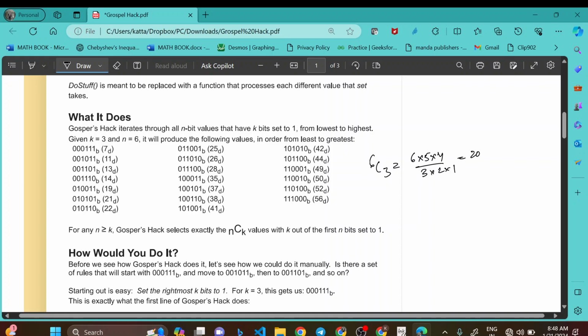20 combinations are there. So if you check first combination, second, third, fourth, fifth, sixth, seventh, eighth, ninth, tenth, eleventh, twelfth, thirteenth, fourteenth, fifteenth, sixteenth, seventeenth, eighteenth. Missed something: here the total combinations are 7, but I've only counted 6, and here also the total combinations are 7, I've counted only 6. So plus 2 is 20, right? I hope you people have understood.